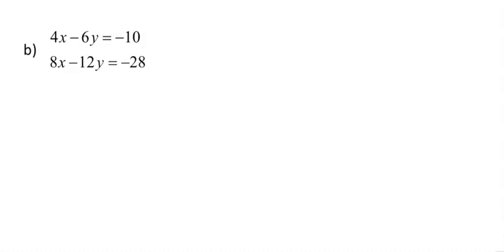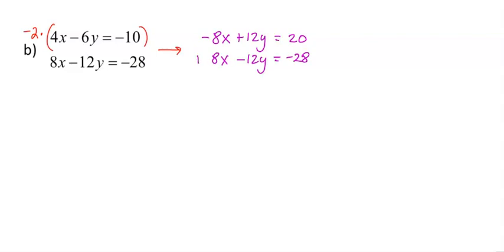If we look at our x's, I notice that the second equation has a positive 8x. I would like for my first equation to be a negative 8x. So to accomplish that, I'm going to multiply my entire first equation times negative 2. So my new first equation is going to become negative 8x plus 12y equals positive 20. I'm going to just recopy my second equation.